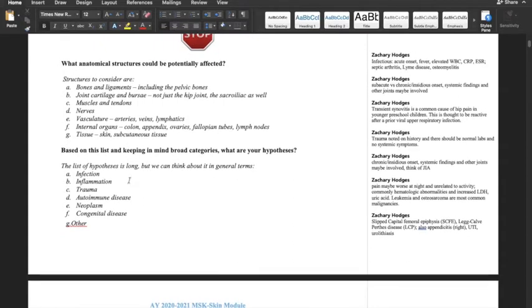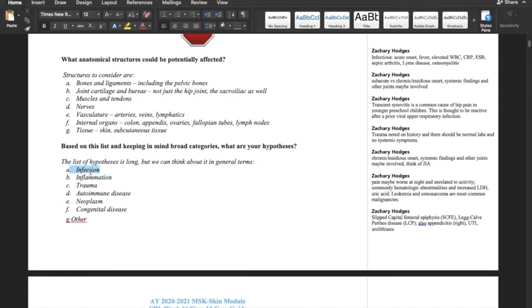So based on that list, what is our differential here? When I think about infectious causes, these are typically acute onset. Patients have fever, elevated white counts, and an elevated CRP and sed rate. Think about septic arthritis, Lyme disease, and osteomyelitis. With inflammatory causes, these can be acute, but most of the time it seems subacute, and some may even be chronic. These patients may have systemic findings like other joints involved, rash, and fever.